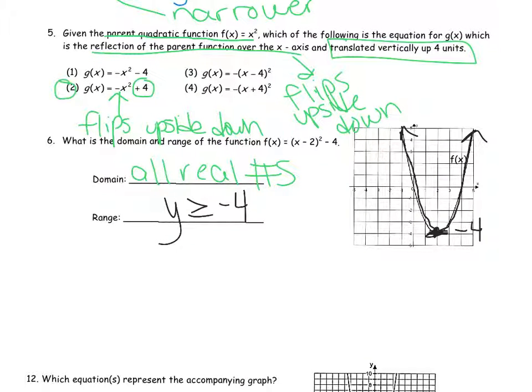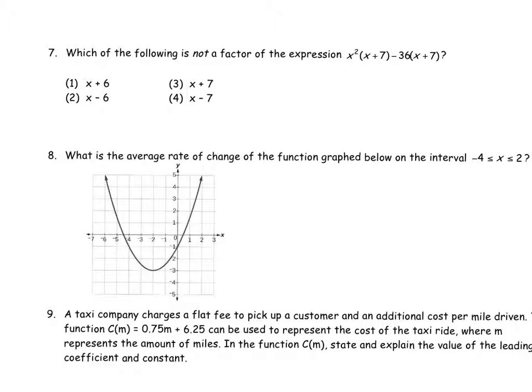All right, I'd like to move on to the next question. Question number 7 is talking about factors. So we have to look at this carefully. I have x squared times x plus 7 minus 36 times x plus 7. Well, what do they both share? What do they both have in common? They both share an x plus 7. So I'm going to group them together.